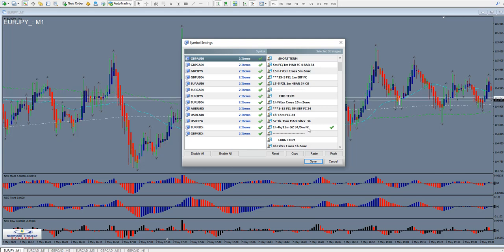Now, does that mean take a trade? Not necessarily. It certainly means heads up, go take a look, and then you can see whether you want to take a trade or not. So that's what we're going to be talking about.